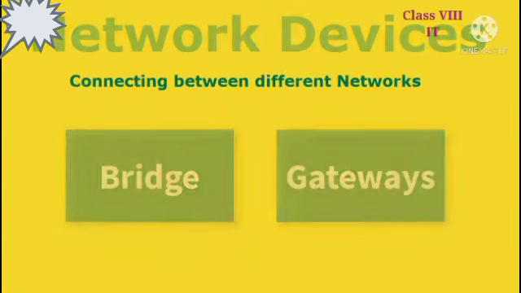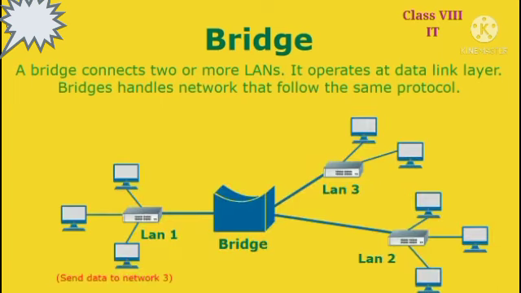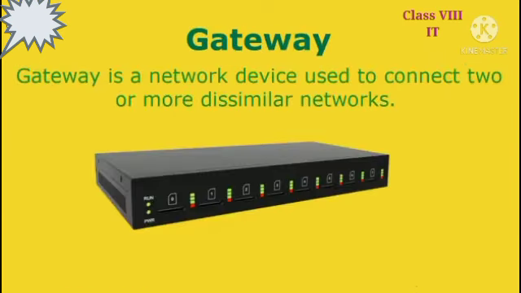Next we will see network devices like bridge and gateway. A bridge connects two or more LANs. It operates at the data link layer. The bridge handles networks that follow the same protocol. So the bridge is a device which helps to send the data, but it includes only the networks that are using the same protocol. What do you mean by protocol? We have to learn deeply. It's a set of rules, right? So different networks will use different protocols, but the bridge will help to connect the networks which are using the same protocols. That's the main purpose of bridge.